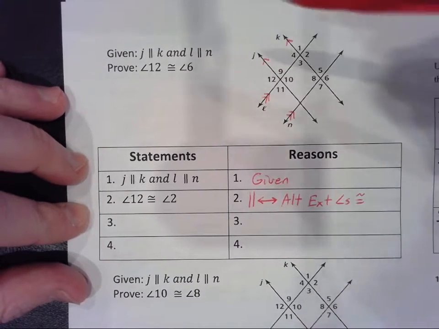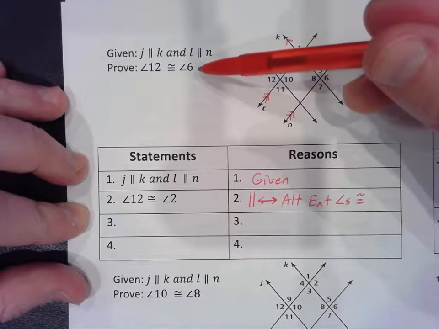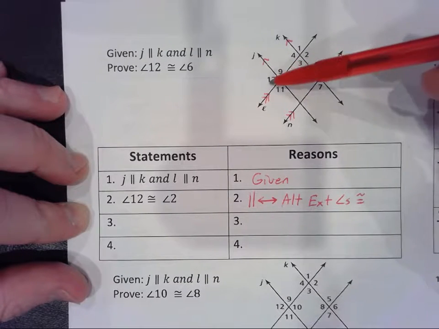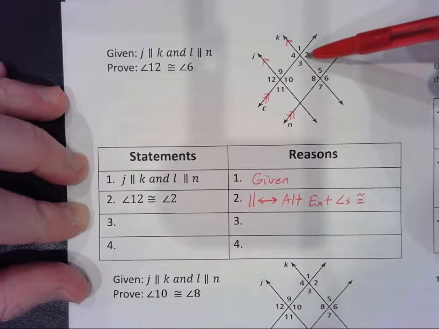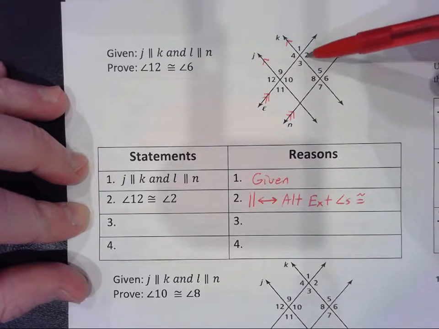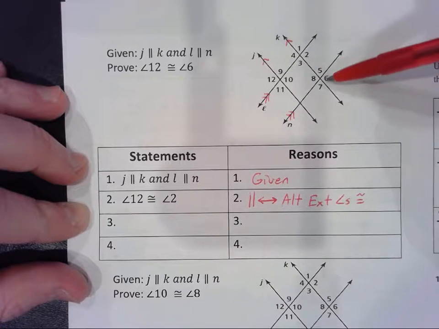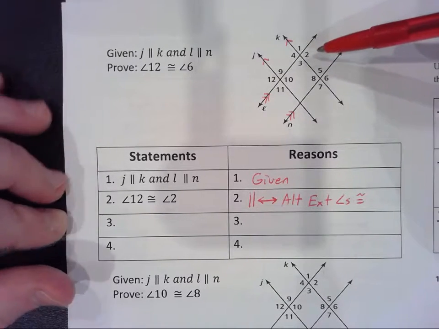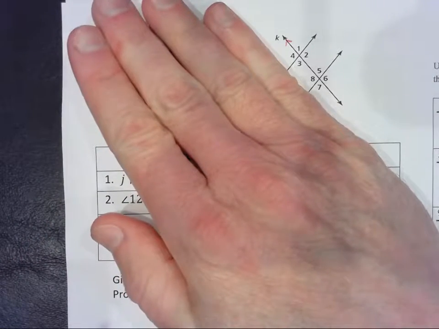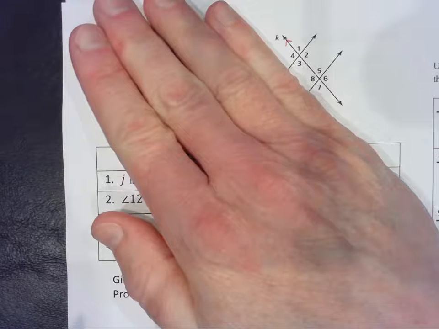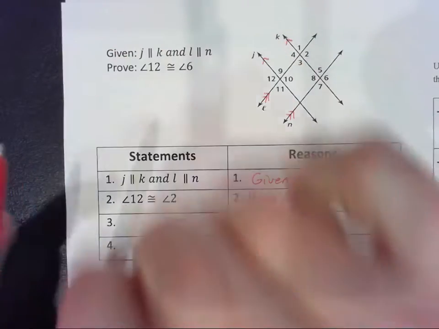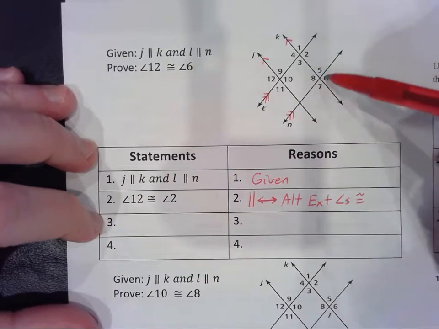Now my goal is to show that angle 12 is congruent to angle 6. So I look on my diagram, I find 12 and 6. So I've connected 12 to 2. Now I want to connect 2 with 6. So I think about these two angles. They are corresponding angles, so they don't have anything to do with line J, but 2 and 6 are corresponding angles. They're both on the right side of their intersections.